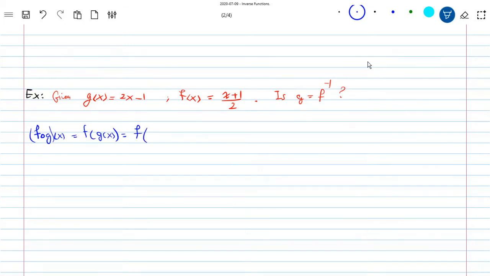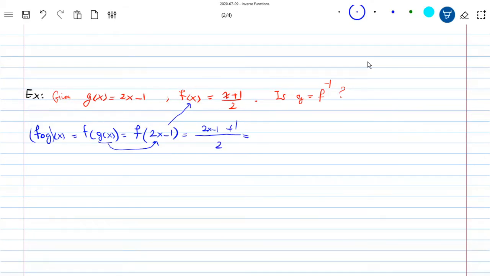I don't know what f is at the moment, but I know g is 2x minus 1. So I replace g with 2x minus 1, then replace 2x minus 1 into the function f. Into the function f, instead of x, you replace 2x minus 1. So what you get is 2x minus 1 plus 1, then divide by 2.